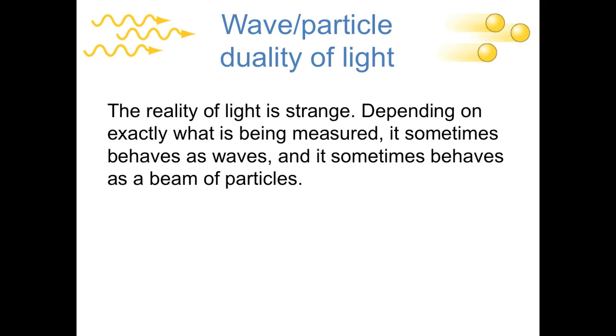That brings us to the last slide of this video, where we really just want to take stock of where we are. What we've seen is that the reality of light is really strange. In the late 1800s, scientists believed that light just consisted of waves, but what we've seen is that depending on exactly what you're measuring, light sometimes behaves as waves, but it sometimes behaves as a beam of particles. If you're looking at an interference pattern, you're seeing the wave-like nature of light. But if you're looking at the photoelectric effect, you're seeing how light can also behave as particles.